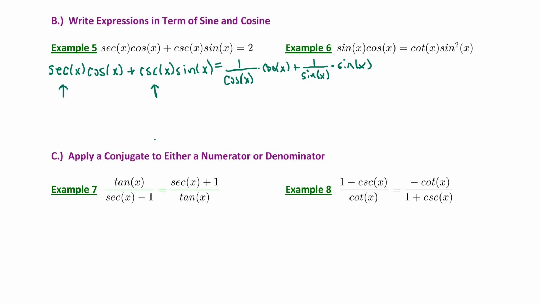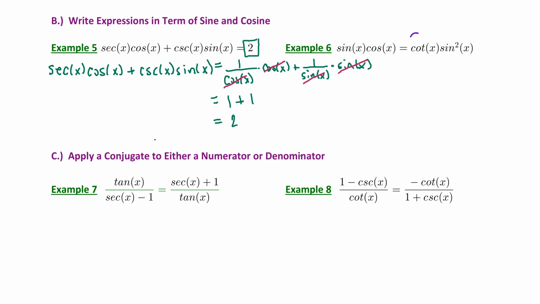Now we can see that the cosine of x cancels from the first term and the sine of x cancels from the second term. The remaining expressions, 1 plus 1 gives us 2, which was our target goal on the right side. So we have verified the identity. We'll apply the same technique on example 6.